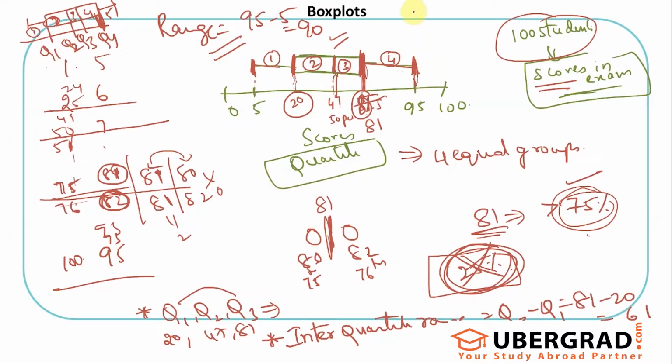Another thing you need to understand is the percentile figures of that. That is, this is the 75 percentile, this is 50 and this is 25.